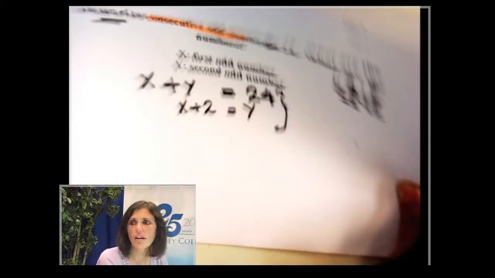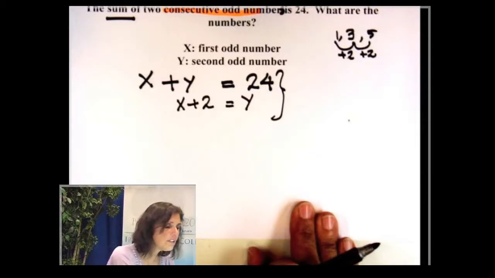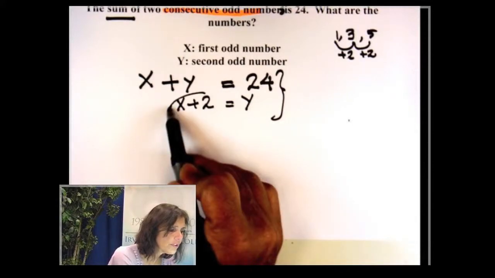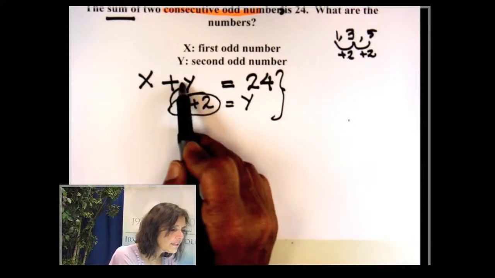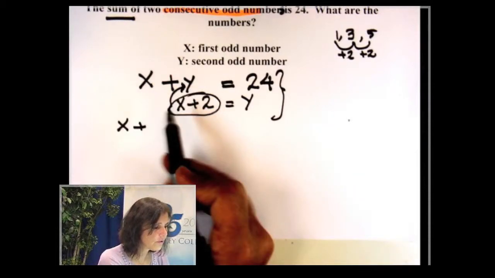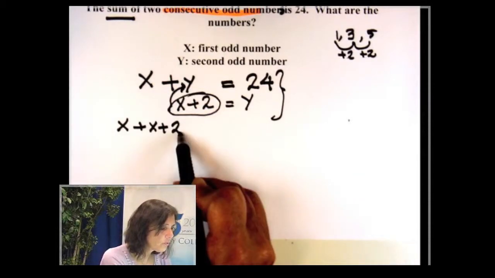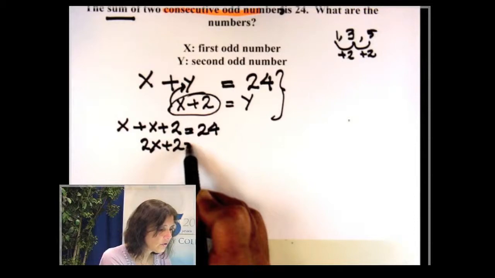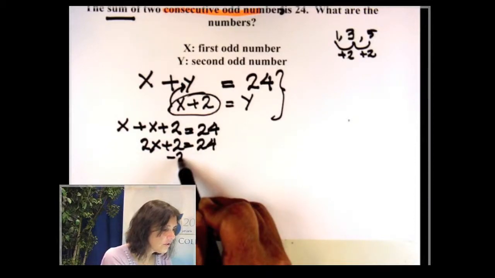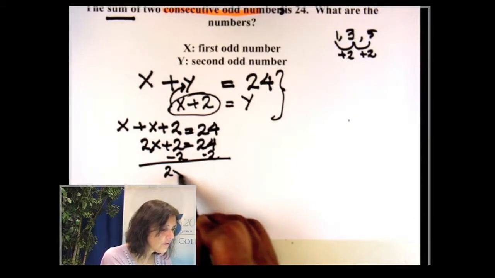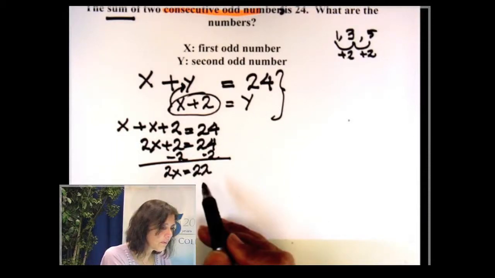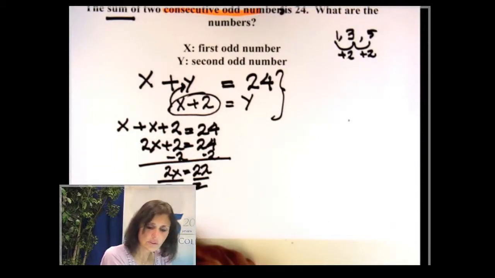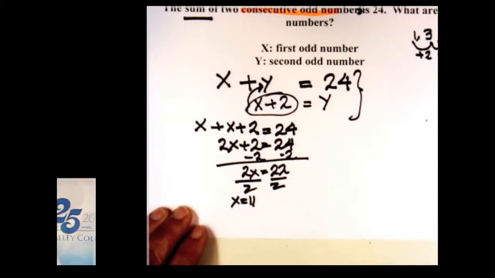So let's go and try to solve this. I'm going to use substitution. Instead of y, I'm going to put this in there. X plus 2. That's going to be 24. Work it out. 2x plus 2, 24. Let's take 2 away. 2x equals 22. Let's divide both sides by 2. X equals 11. Very good.